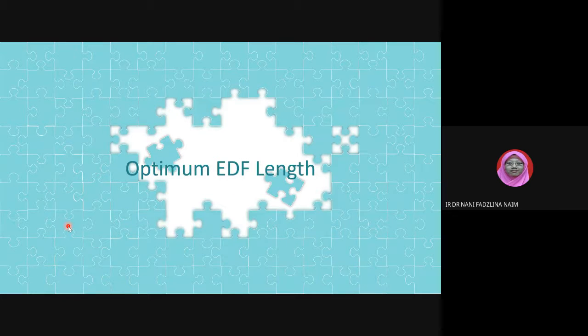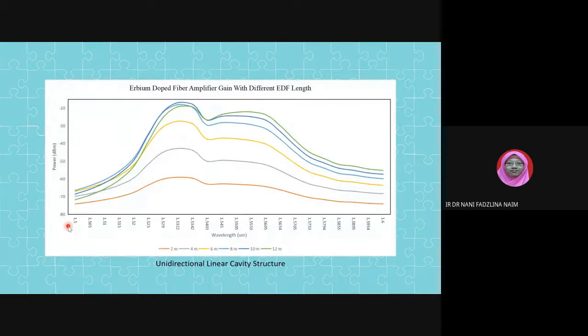So let's determine the most optimum EDF length. This is the result of power versus wavelength for erbium doped fiber amplifier gain with different EDF length. We can see the higher the EDF length, the higher the power. So the higher the power, the better the design is. And actually at this point, the gain has already saturated.